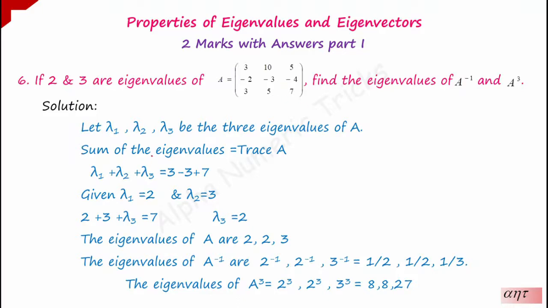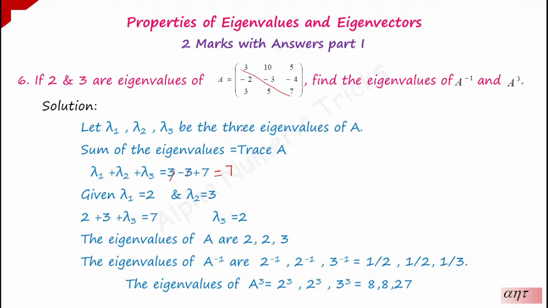Therefore, we use the property that the sum of the eigenvalues is equal to trace A. This will be helpful for us. So trace A is equal to the diagonal elements 3 minus 3 plus 7, which is, 3 gets cancelled, remaining is 7. So lambda 1 plus lambda 2 plus lambda 3 is equal to 7, but lambda 1 is given as 2 and lambda 2 is equal to 3. So substitute those values in that.